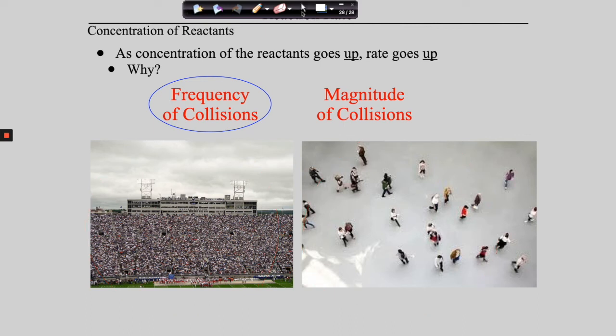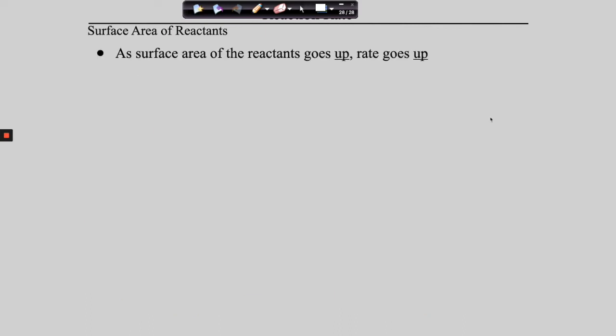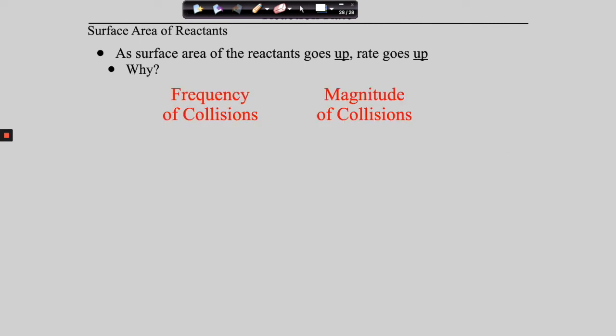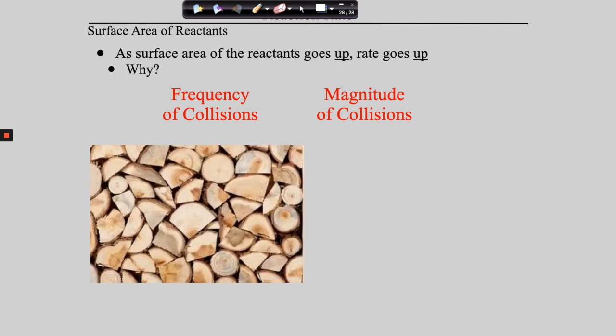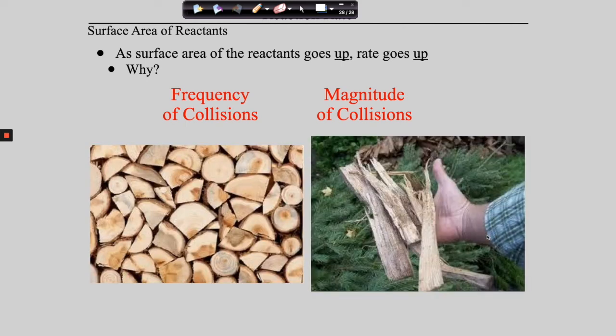Okay, so what about other ways we can affect this? Guys, the next is surface area. The higher the surface area, the faster the reaction goes. Again, why? Is it frequency or magnitude of collisions? Now, guys, in order to answer that question, let's talk about the difference between a log and kindling. So, guys, if we want to start a fire, you'd be a fool if you held a match to a pile of firewood.